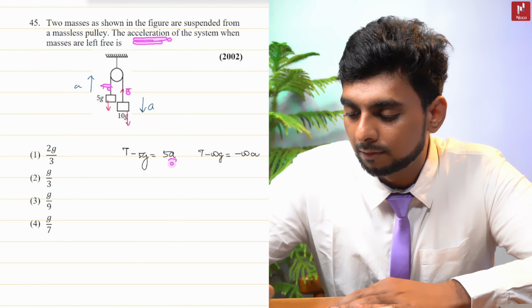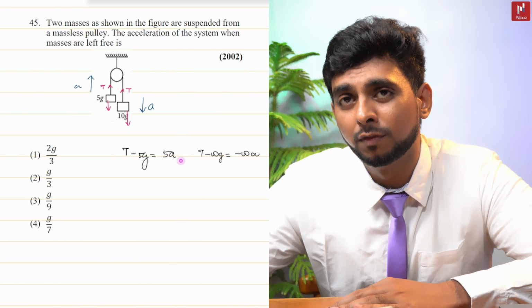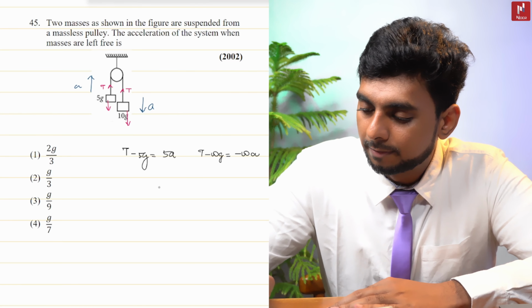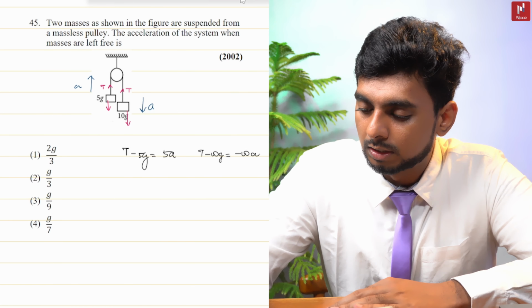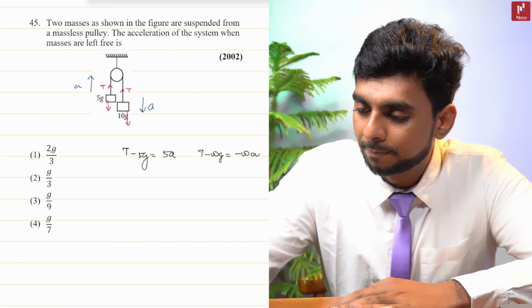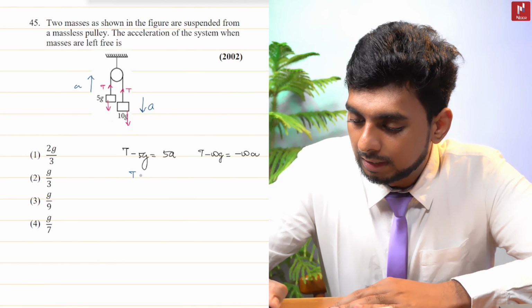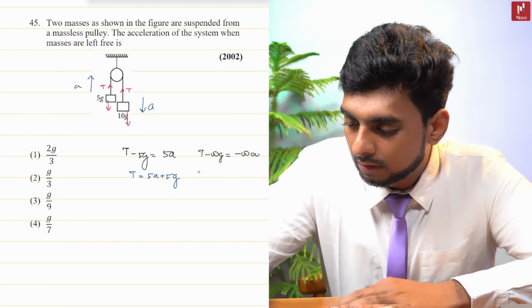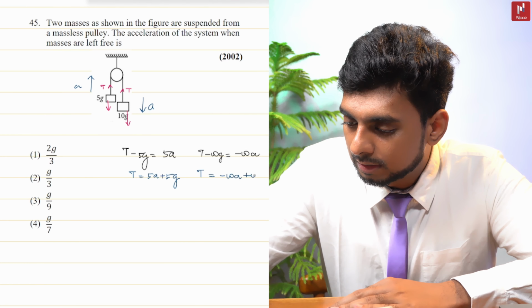I'll end up getting only one unknown variable, so that will be my acceleration. Okay, so here, if I rearrange this with respect to tension, you'll end up having tension T, which will be equal to 5A plus 5G. Here you'll have T, which will be equal to minus 10A plus 10G.